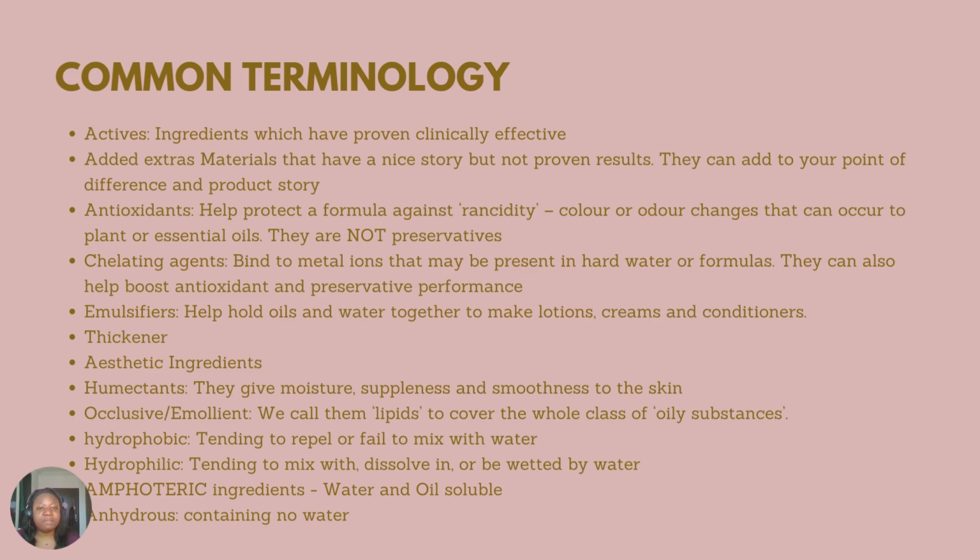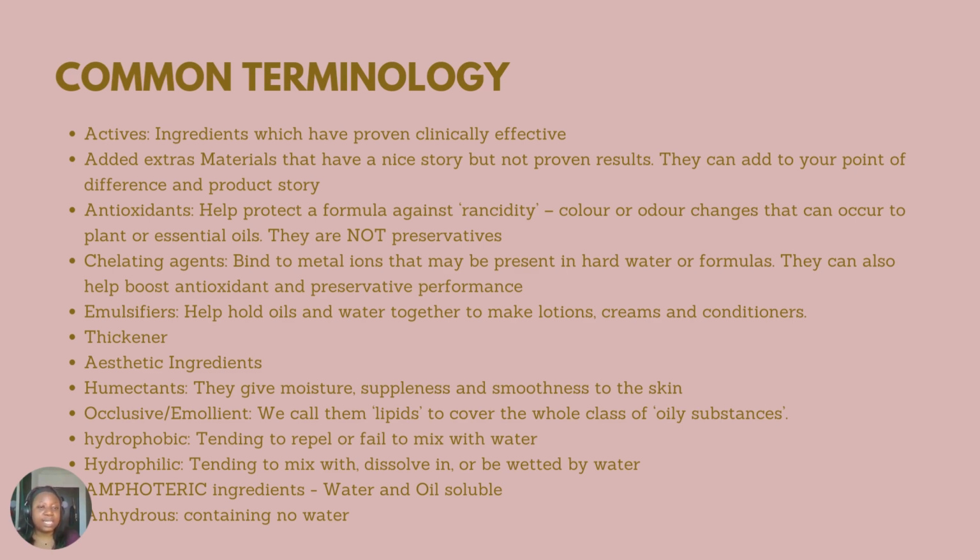Okay. So next, we have chelating agents. Chelating agents bind to metal ions that may be present in hard water or formulas. They can also help boost antioxidant and preservative performance. An example of chelating agents, we have disodium EDTA, tetrasodium EDTA. When choosing an ingredient, you need to be sure your ingredients are pH compatible. So we'll get to pH in our next class. That is module 6.